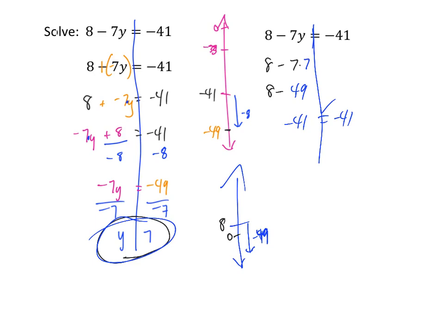Again, the first thing we did was we came in and wrote it as addition. The second thing I did was use the commutative property to rearrange things. And then I subtracted 8 from both sides and then divided by negative 7.